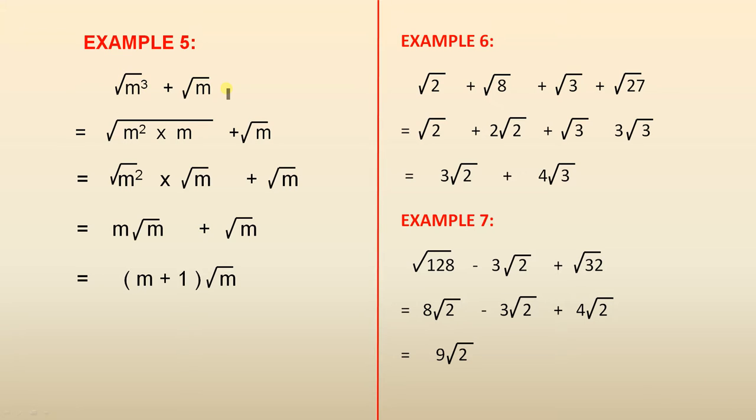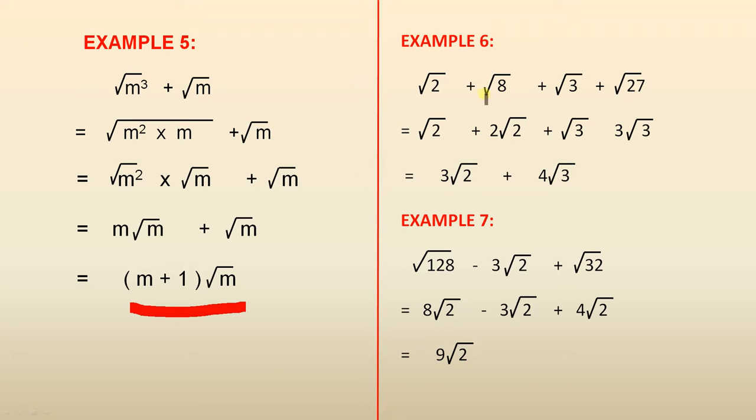Example 5. The square root of m cubed plus the square root of m. Notice the terms inside the square root signs are not the same, but let's see what we can do. M cubed is the same as m squared times m. So that's the square root of m squared times the square root of m. The square root of m squared is m, so that's m the square root of m plus 1 the square root of m, which is m plus 1 the square root of m.